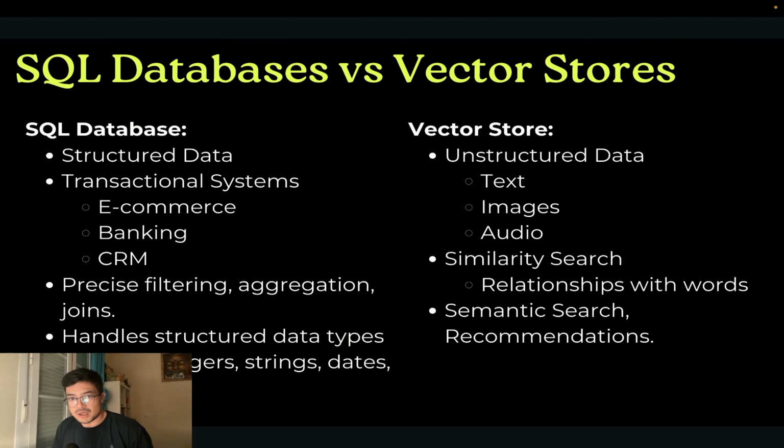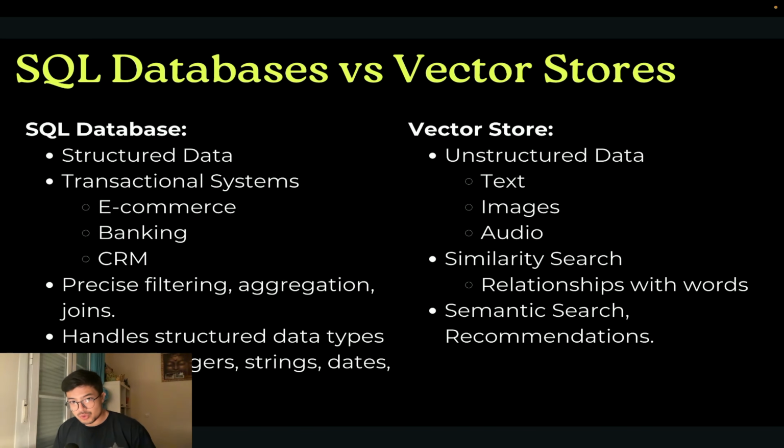First of all, we are storing unstructured data such as text, images, and audio. And vector stores are great because we can do similarity search. We can find the relationships between words, right? So we can store data about this dog, and then we can ask, what color is the dog? The color of the dog is brown.